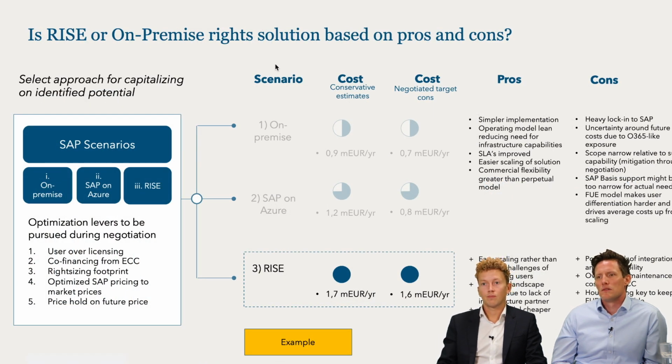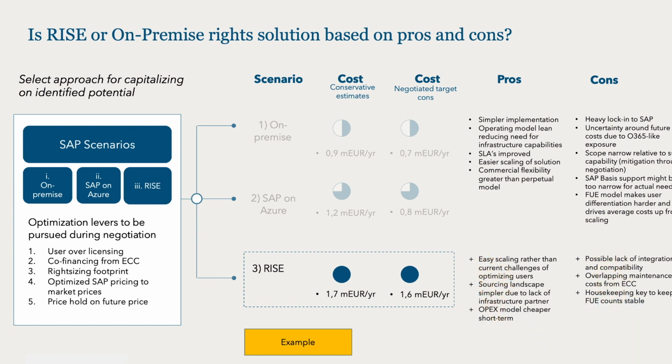So there will be pros and cons, whatever there is. We're moving on from the example before. You'll have a cost where you might want to consider these down-selected three scenarios. It might be on-prem, it might be SAP on a hyperscaler, and it might be RISE. For the sake of today, we'll just consider RISE versus on-premise.